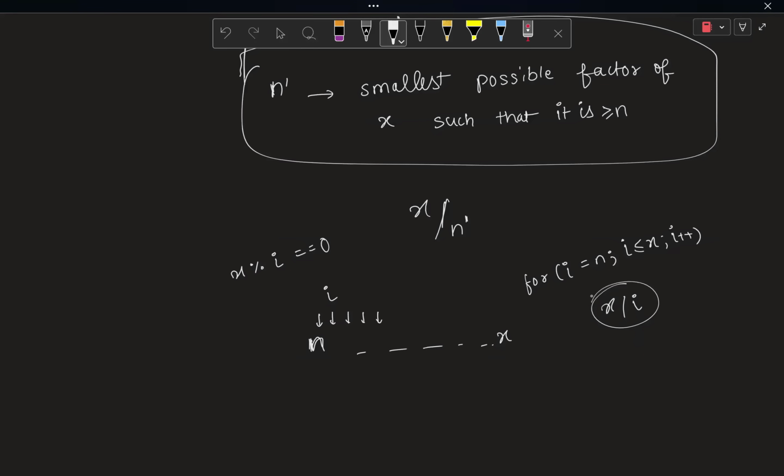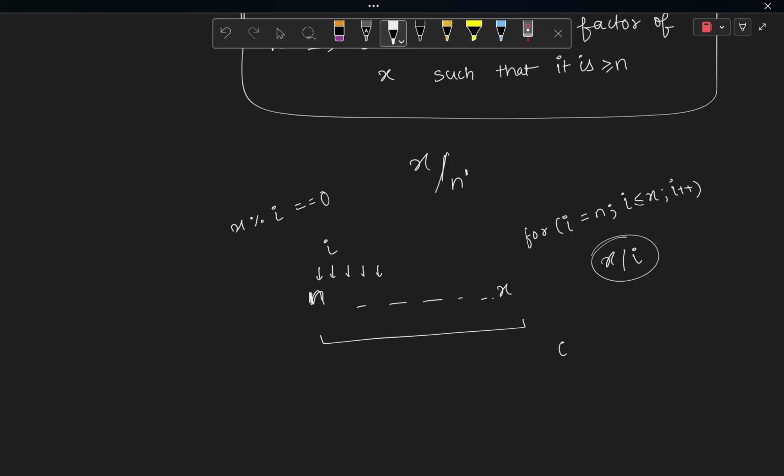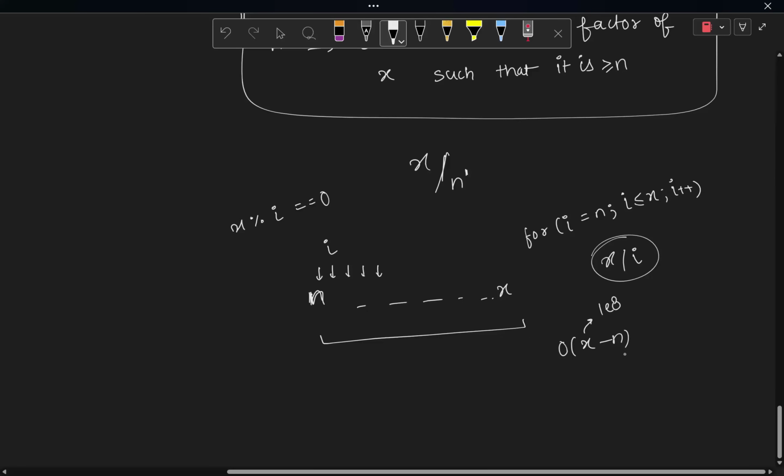So guys, does this thing make sense? And what do you think? What would be the time complexity here? The time complexity here would be nothing but big O of x minus n. x can be as large as 1e8 in the problem statement, they have mentioned this thing, and n can be as small as 1. So for every test case, you can have 1e8 iterations.